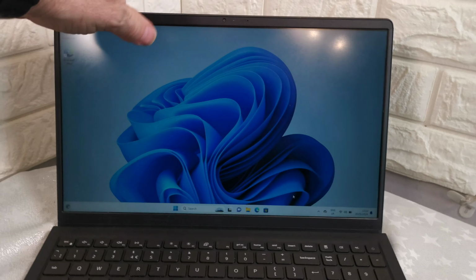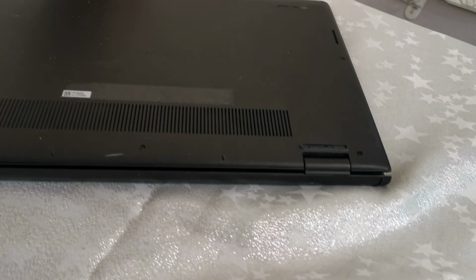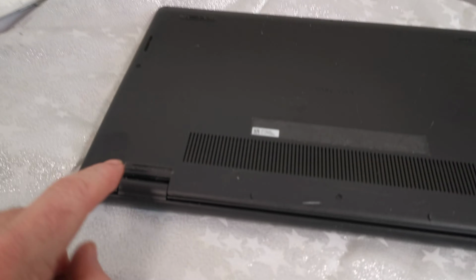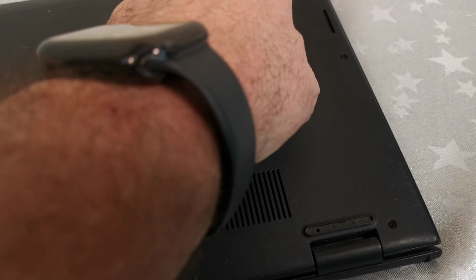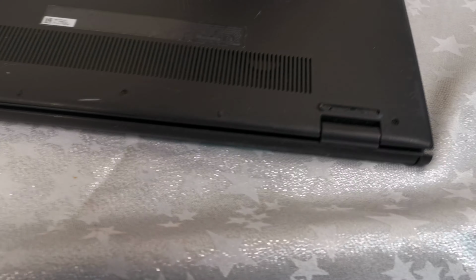Oh, condition wise, it does have general slight marks. This is about 2 years old. The battery does hold charge. The only downside is a little plastic foot on each corner is missing, but it doesn't affect it whatsoever.